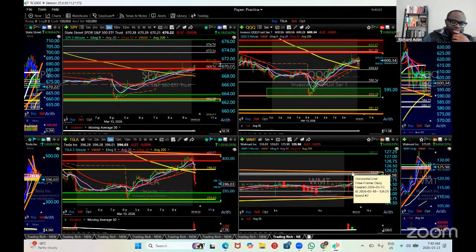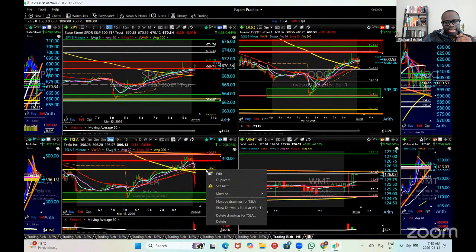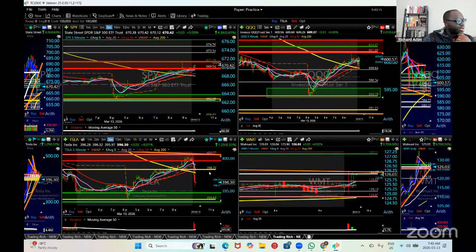So still in Tesla, holding it. I know where my stop loss is, so it doesn't matter. If it hits the stop loss, fine. If it doesn't hit, we are holding the trade. So you just have to know where your stop loss is in every trade, why you are taking it, and then you just relax and take the trade.